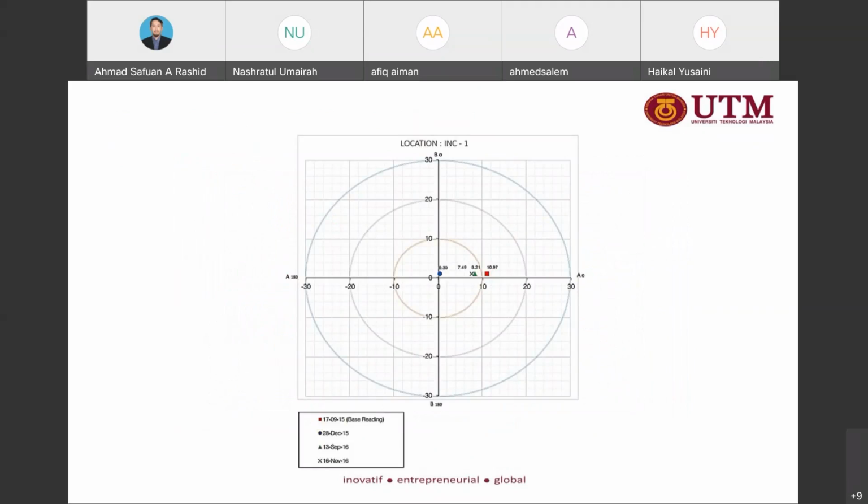This is the reading from the inclinometer. This is the base reading, before any movement happens. Then it starts to move a little bit, and then goes back to the base, and then there is another movement after almost 1 year of installation.